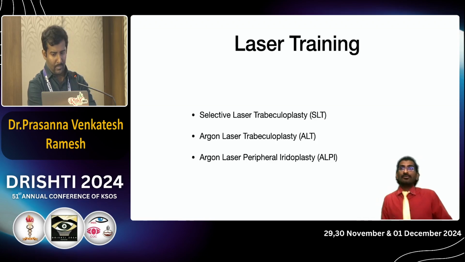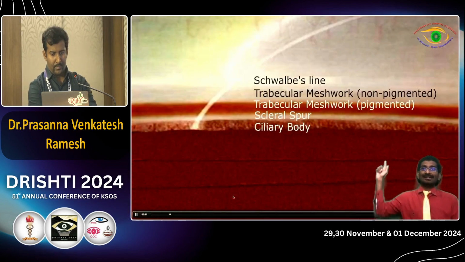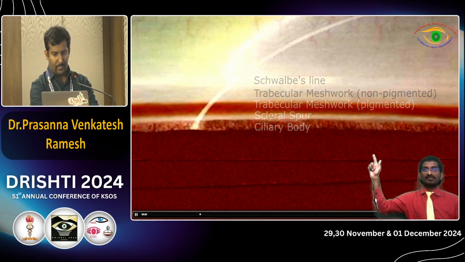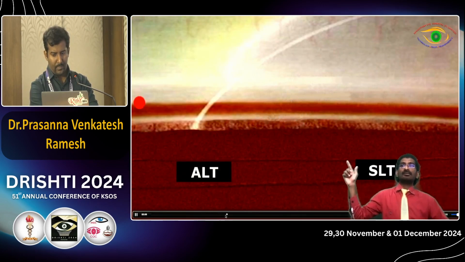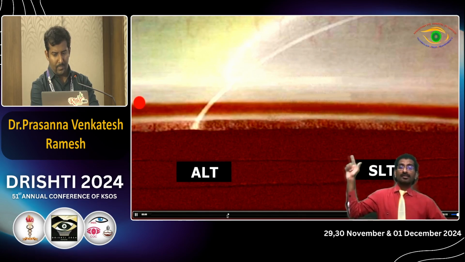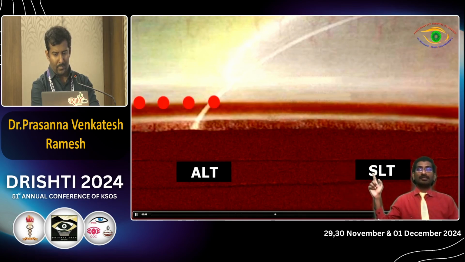Laser training, moving into it. So I first show them the anatomy. You see the anatomy of all the 5 structures in the angle. Then show them how the ALT spot is done. It is placed between the pigmented trabecular meshwork and the non-pigmented trabecular meshwork.